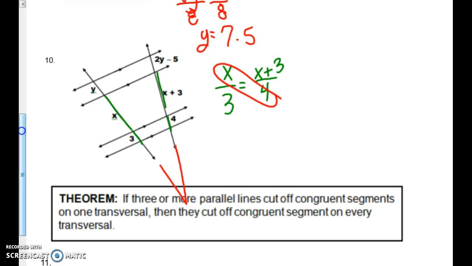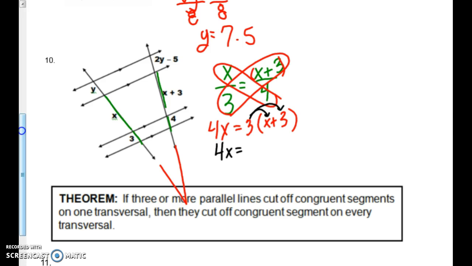4 times x gives me 4x. And that's going to be equal to, cross multiply here, remember there's parentheses, 3 times x plus 3. Now what? You gotta distribute that, and then it's going to be 3x plus 9. Now what? You gotta get x by itself. So now I know that x is equal to 9.